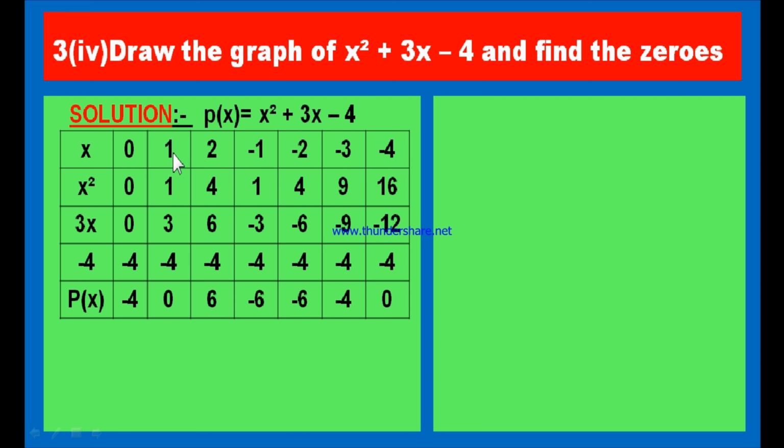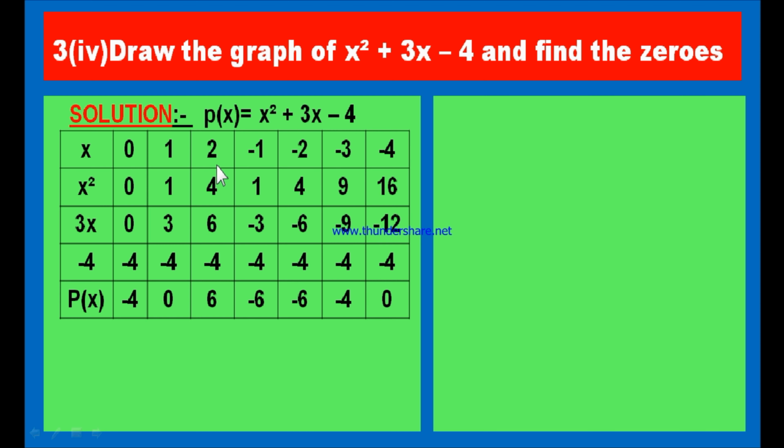Next, you take x is equal to 2. If we take x is equal to 2, then x square, 2 square is 4. 3x, 3 into 2, 6. And this is minus 4. 4 plus 6 is 10. 10 minus 4 is 6. Therefore, the third point on this parabola is (2, 6).